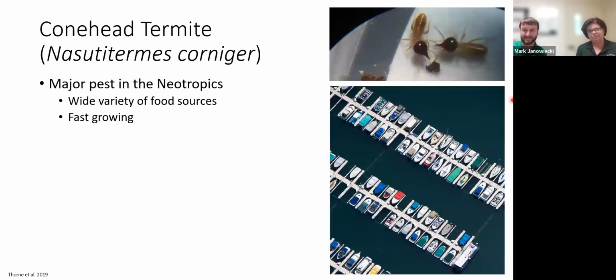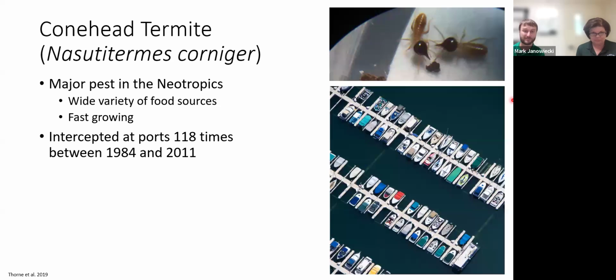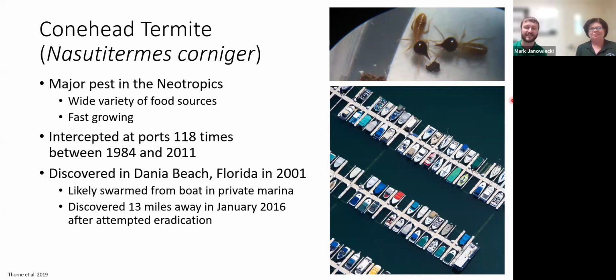So the conehead termite, as I talked about earlier, is also an invasive species here in the United States. It's a major pest in the neotropics, has a wide variety of food sources and very fast-growing colonies. It's been intercepted in U.S. ports 118 times between 1984 and 2011, so it's definitely knocking on our door here in the U.S. And then in 2001, it was discovered in Dania Beach.